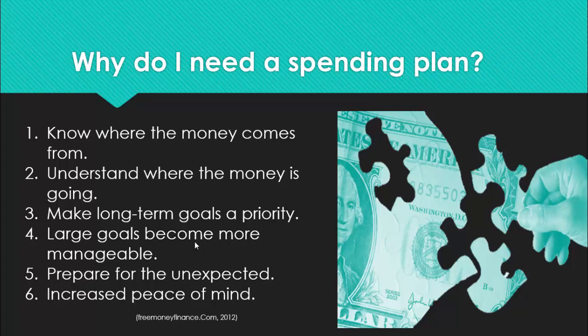Because we've already taken the previous step of prioritizing our goals, now that everything is prioritized, we can go in and make our goals a little bit easier to accomplish. And the fifth reason is just to prepare for the unexpected. The way this is done is by having a savings plan. The ideal savings plan is saved over a 3 to 6 month period.